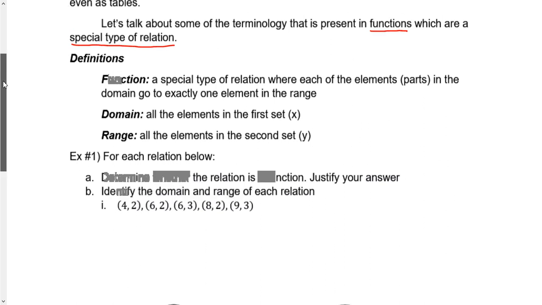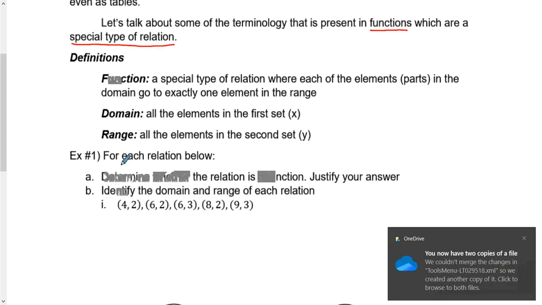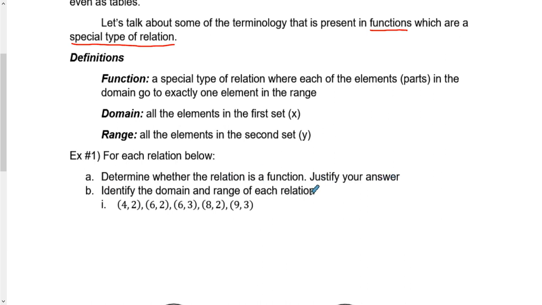So our first example is we are going to determine whether the relation is a function, justify the answer, and identify any domain and range for each relation. So we see 4 goes to 2, 6 goes to 2, 6 goes to 3, 8 goes to 2, and 9 goes to 3. We're going to determine whether each relation is a function. A function, again, is where the elements of the domain go to exactly one element of the range. So the x's can only go to one y.